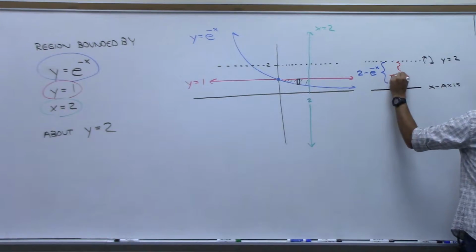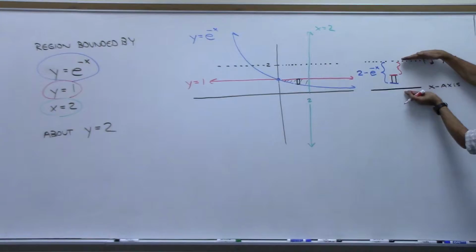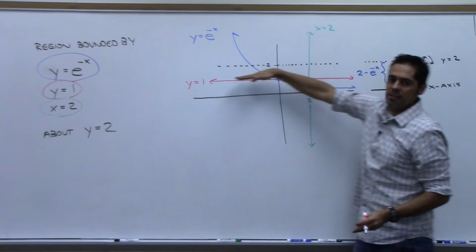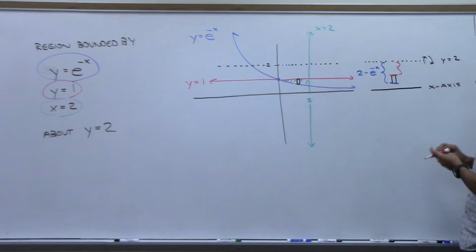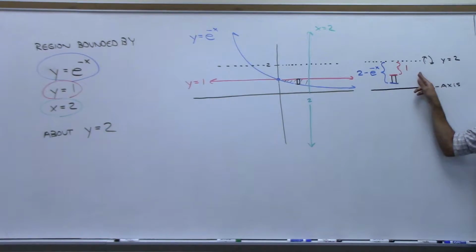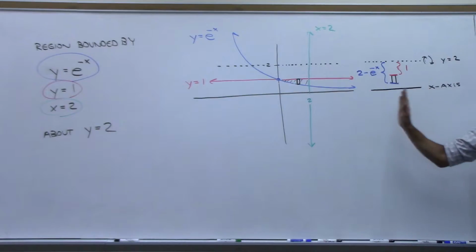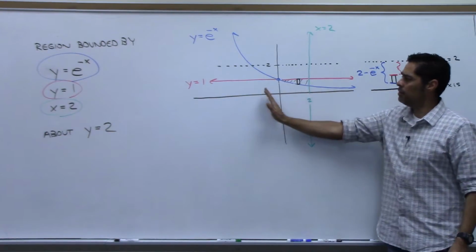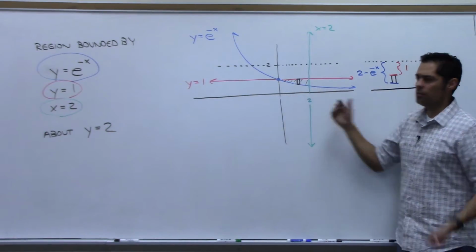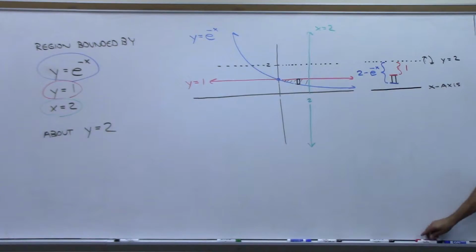Distance from here to here? Well, it's 2, right? Take away the distance from here to here. And since this is constant, it's 2 minus 1. That's always going to be 1. That's it. That's your outer radius. That's your inner radius. You've got your limits of integration. Do you know where you're going to vary your x from? 0 to 2. We're there.